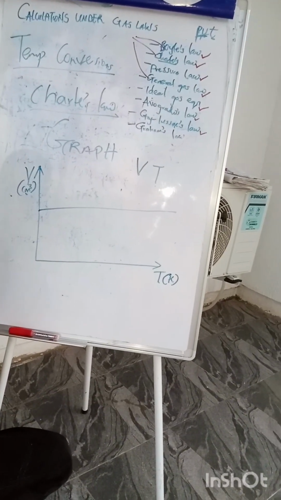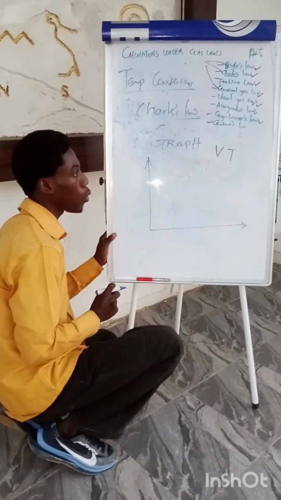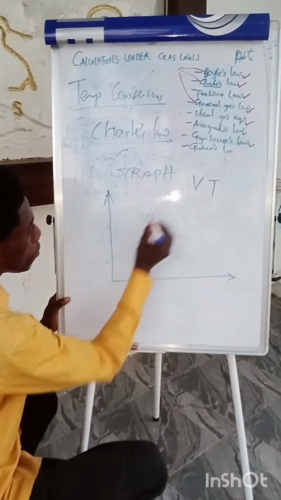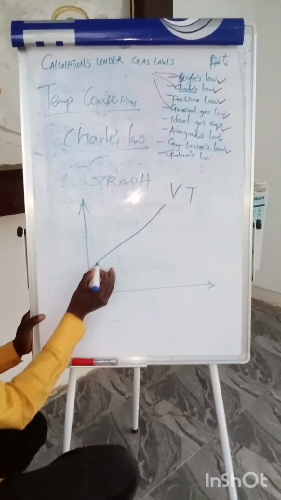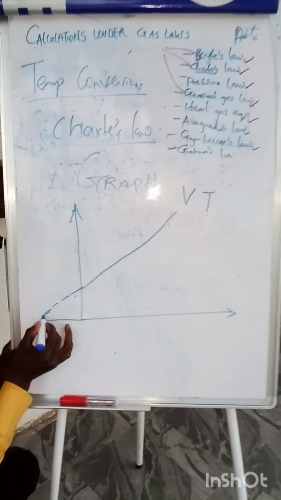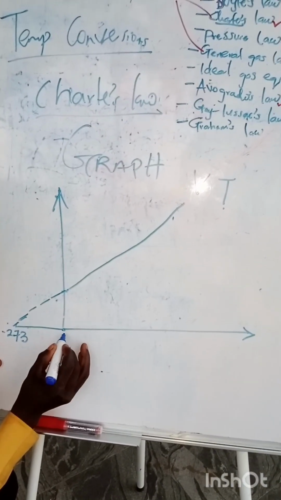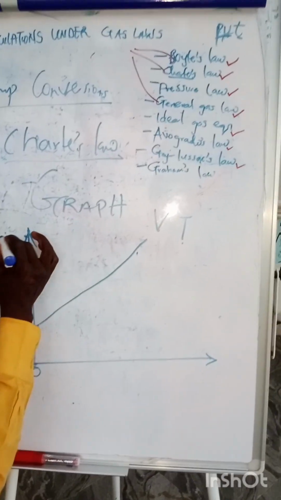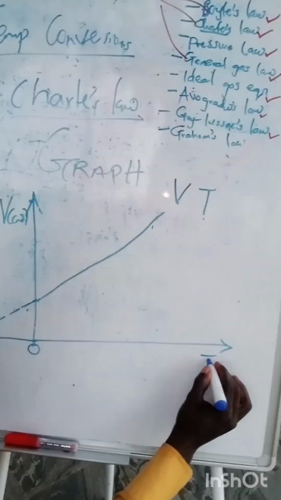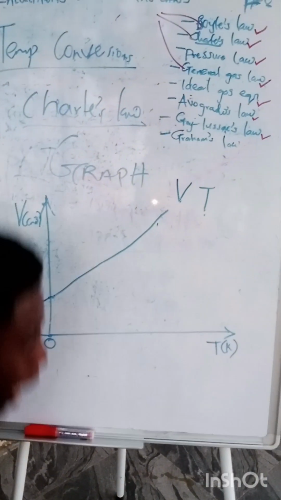Let's check the second graph. This one is actually the one that will show the temperature scale. Meaning that it comes from here, cuts across here, then you trace from here down, telling us that this place is minus 273. Then this is your origin, normal 0. Then your V in centimeter cube. I don't know if you guys are getting the logic. This will be your T in Kelvin, normal. So these are your graphs under Charles law.